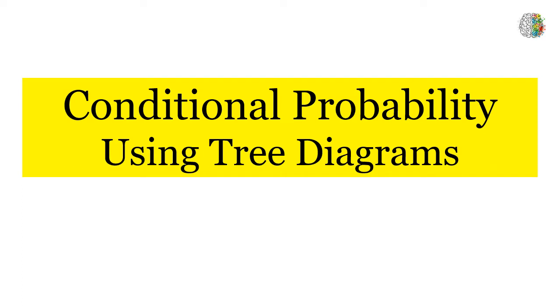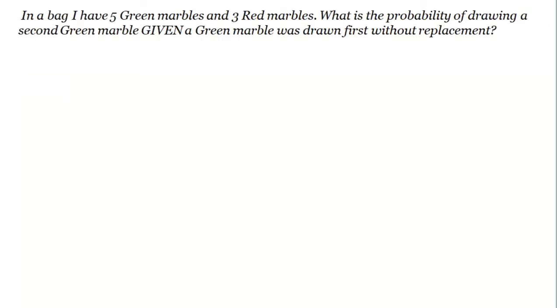In our first example, we're going to see how to solve conditional probability problems using tree diagrams. Let's look at our first example. This one says, in a bag I have 5 green marbles and 3 red marbles. What is the probability of drawing a second green marble given a green marble was drawn first without replacement?